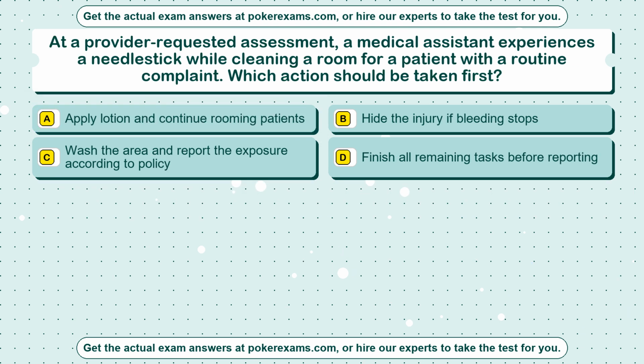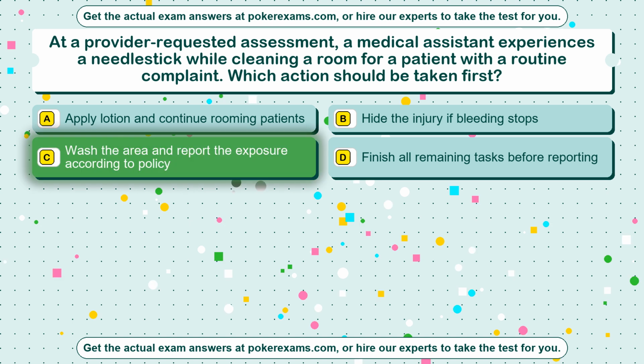Question 12. At a provider-requested assessment, a medical assistant experiences a needle stick while cleaning a room for a patient with a routine complaint. Which action should be taken first? Option A. Apply lotion and continue rooming patients. Option B. Hide the injury if bleeding stops. Option C. Wash the area and report the exposure according to policy. Option D. Finish all remaining tasks before reporting.